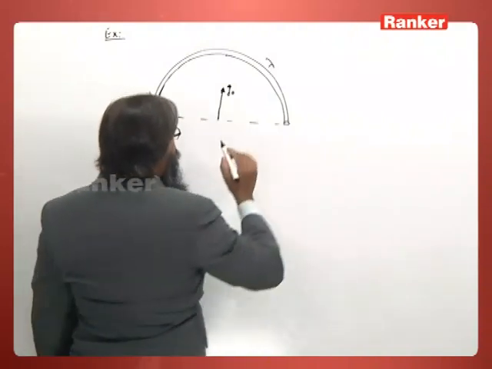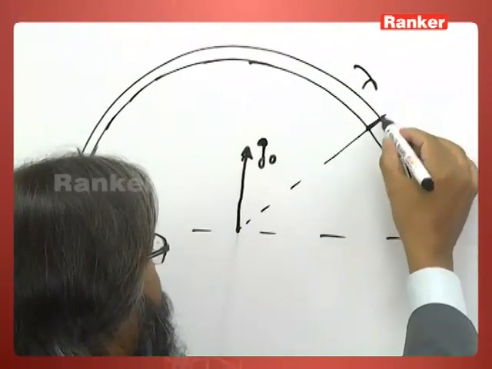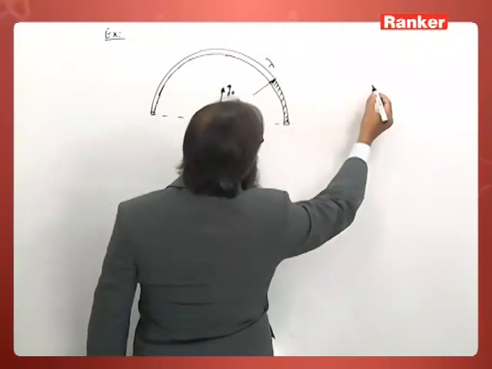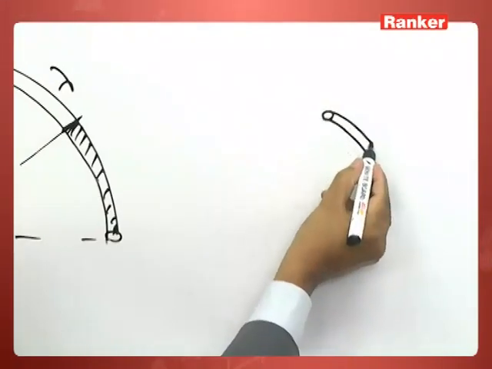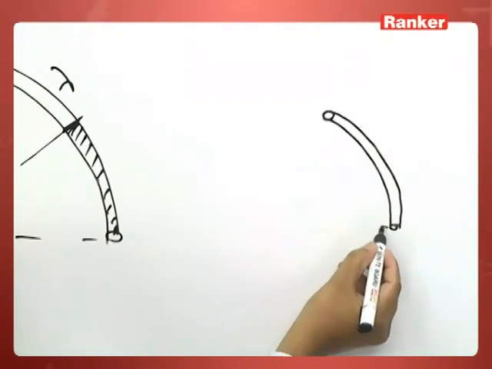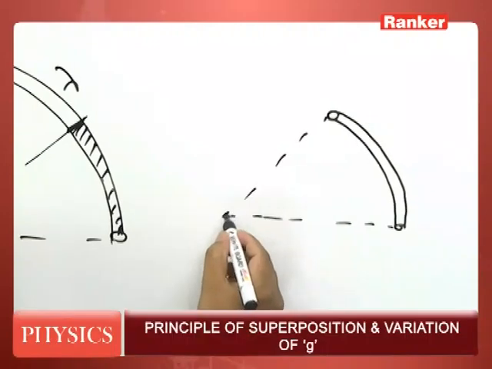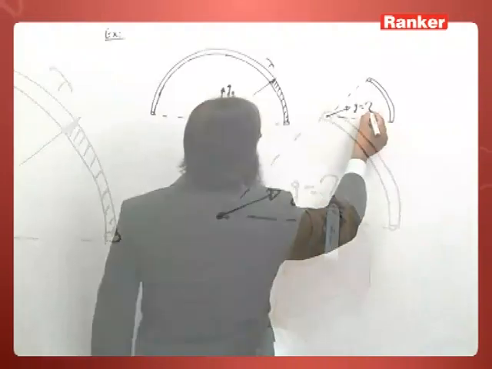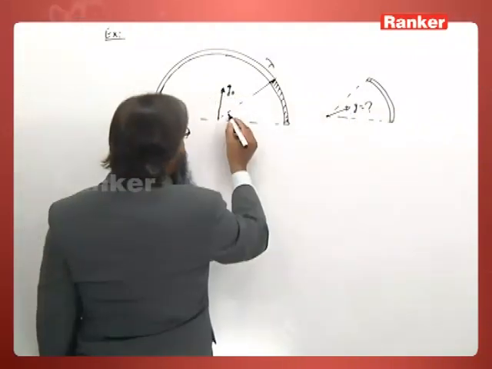Now what we do, we have taken a cutout of this portion. So now I want to know what is the gravitational field due to this cutout at the center. So there will be a g field here. How much is this g, that we have to calculate, given this angle is alpha.